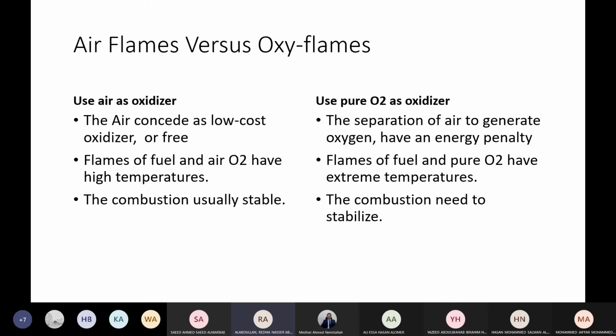Also, fuel and pure oxygen flames have extreme temperatures beyond the metallurgical limit for most metals. Dilution is employed to control flame temperature by recycling part of the exhaust flue gas back into the combustor. The reactants are thus fuel plus CO2 and the oxygen as the diluted oxidizer.